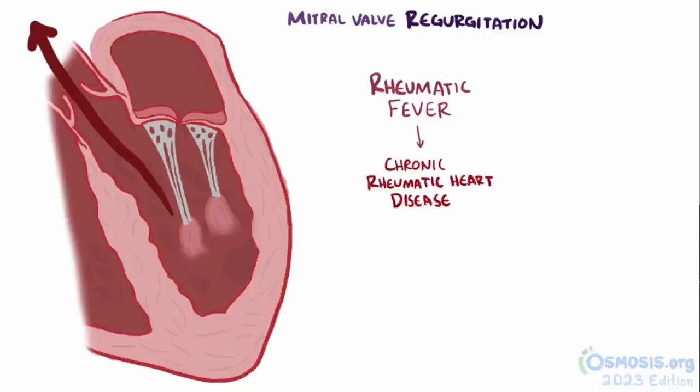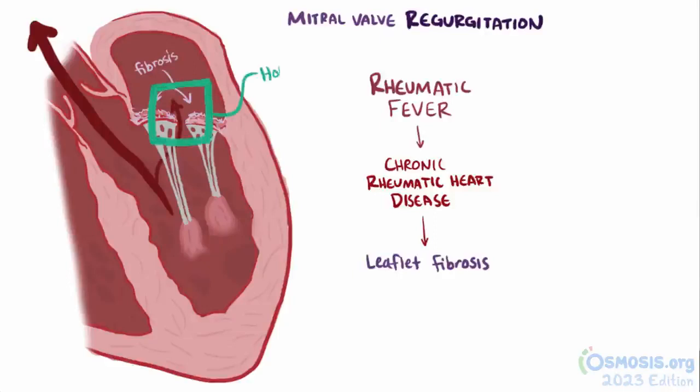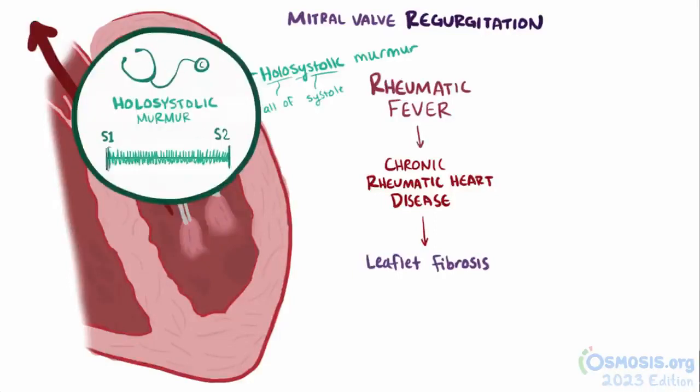The chronic inflammation leads to leaflet fibrosis, which makes it so that they don't form this nice seal and instead let blood leak through. Patients with mitral valve regurgitation typically have a holosystolic murmur, meaning it lasts for the duration of systole.